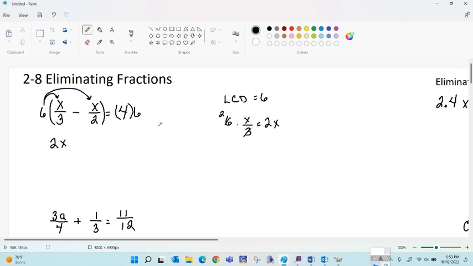6 times x over 2 will cancel out the 2 and the 6, and that becomes 3x. So minus 3x. And that equals 4 times 6, because the main thing in algebra is that if you do something to one side, you have to do it to both sides. Now we can simplify like we had been doing before. 2x minus 3x is negative 1x.